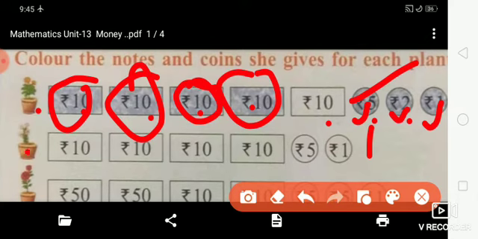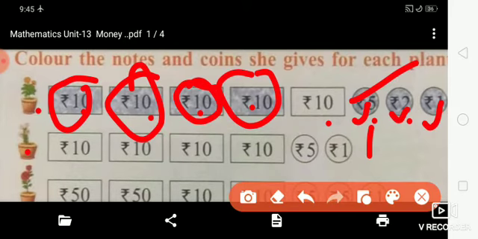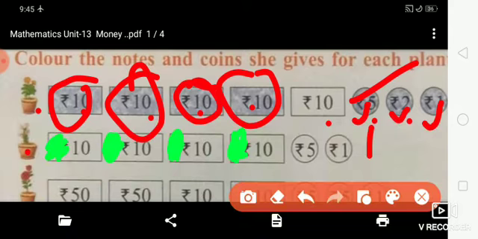After that, jasmine 10 rupees. So color 10 rupees notes, 10 rupees notes, 10 rupees notes, 10 rupees notes, and 5 rupees. What is this 5 rupees? Coins. 5 rupees coins and 5 rupees coins. Is that clear?